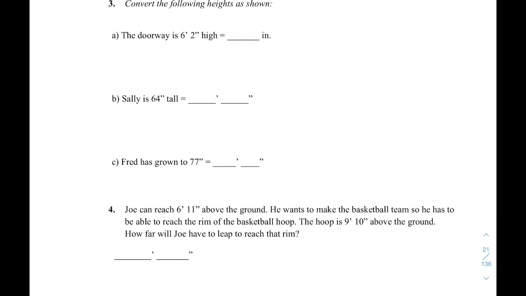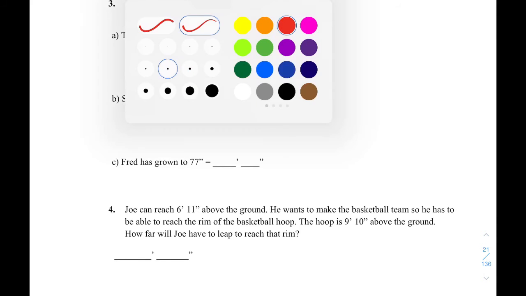If we have something that has mixed units, we might want to pay more attention. So here the doorway is 6 foot 2 inches high, and we want to convert it into inches. The inches are already in inches. We don't need to do anything to those 2 inches except not forget about them. But the 6 feet we do need to convert.